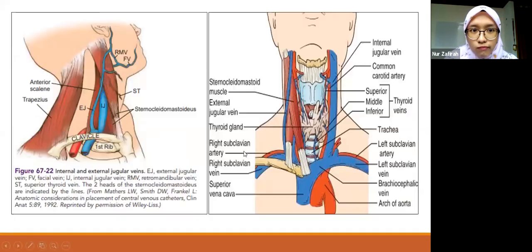And then, basically, how do we know where the internal jugular vein is? In the face anatomy, we need to palpate the carotid artery first. After we palpate the carotid artery, lateral to the carotid artery is basically the internal jugular vein. Or we can say it's the medial edge of the sternocleidomastoid muscle.